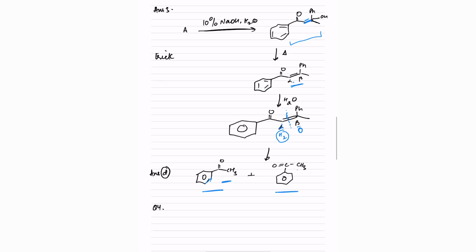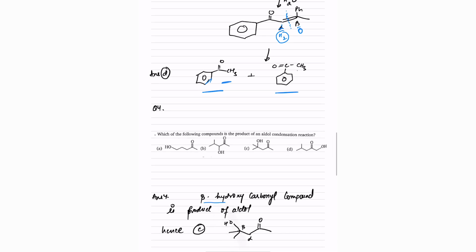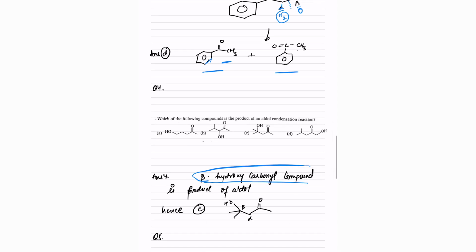Now come to question number 4. In question number 4, they are asking which of the following compounds is the product of an aldol condensation reaction. Always remember, aldol condensation produces a beta hydroxycarbonyl compound or an alpha beta unsaturated carbonyl compound. So we just have to find where this beta hydroxycarbonyl compound is present. We don't actually have to do the whole reaction. If you see, compound C has a C double bond O, that is a ketonic group, then the alpha position, and on the beta position OH is present, which is not the case in any of the other given compounds. Hence the option is C.